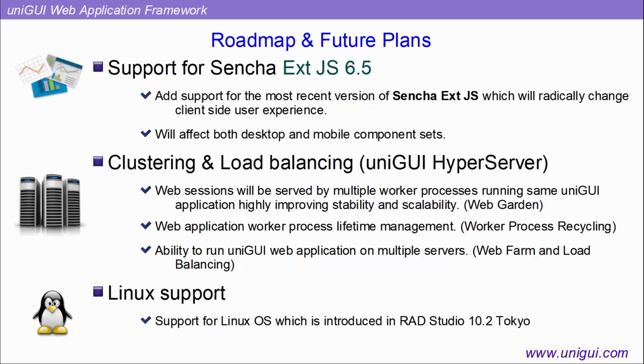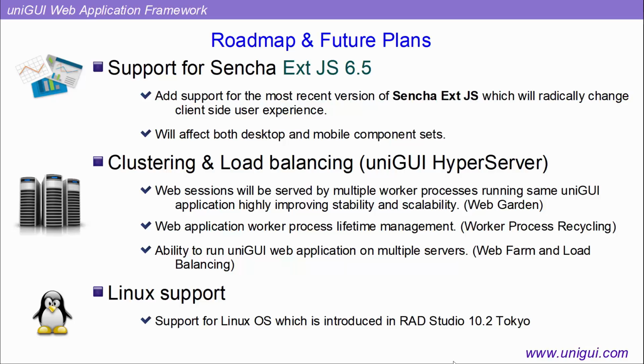And our second important task is to highly improve stability and scalability for UniGUI web servers. To achieve this, we will implement some additional features such as clustering and load balancing. There are several levels of implementation here. The first level is to implement a web garden. In a web garden, web sessions will be served by multiple worker processes, which run the same UniGUI application. This will highly improve stability and scalability of a UniGUI web server.